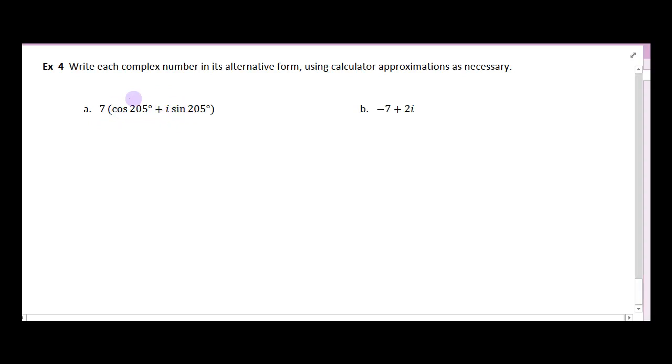You can clearly see that I have an r as well as a theta, so I'm going to be converting from polar into rectangular in this example. So I'm going to have to use the calculator to do that. The reason why is because 205 is not a known angle that I'm used to on the unit circle. Doesn't mean it doesn't exist, but it means I have to use the calculator to find out what the cosine or sine of 205 is.